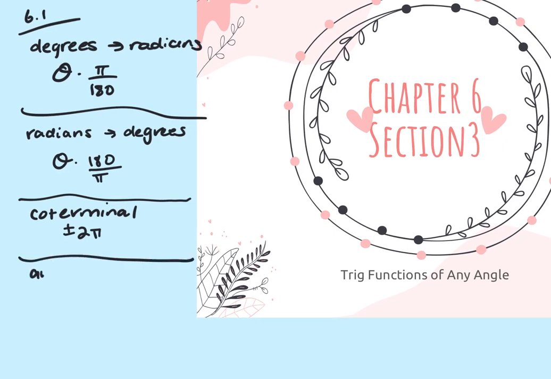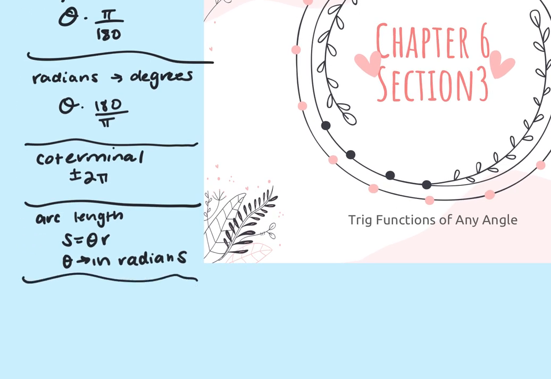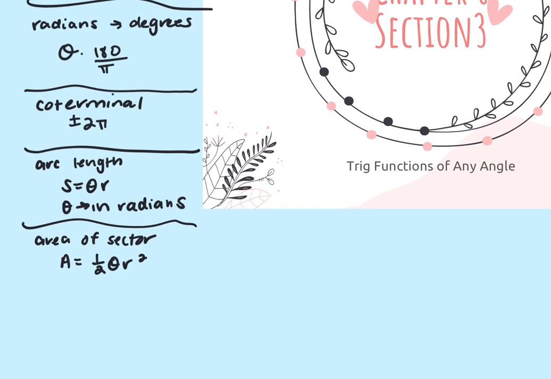We did arc length, which is that SOHR formula, theta times the radius, where theta is in radians. And then we did area of a sector, just like area of a piece of pie. And that's 1/2 theta times radius squared, again, where theta is in radians.